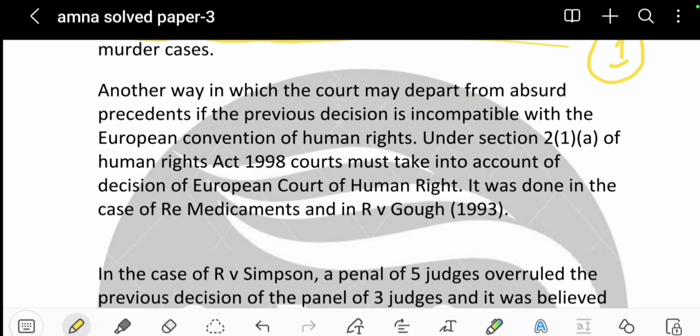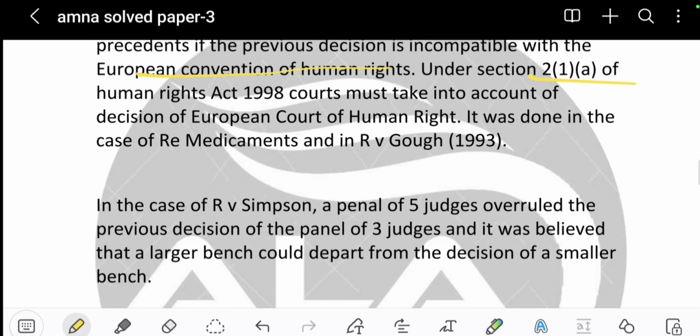Okay, under section 2(1)(a) of the Human Rights Act 1998, courts must take into account decisions of the European Court of Human Rights. It was done in the case of Medicaments and R v Gul 1993. So basically, when you add the European Convention of Human Rights, you will get 1 mark from adding this point, and the second point you will get from section 2(1)(a). You will get 1 mark from this as well, and after doing so you will get 1 mark for adding this case law. But if you do not explain this case law, maybe you will not get 1 mark. But if you explain this case law in detail, what had actually happened in this case, you will definitely get 1 mark from here as well. Okay, so this is how you have to include details of other points such as the European Convention and the section as well, so that you will get full marks.